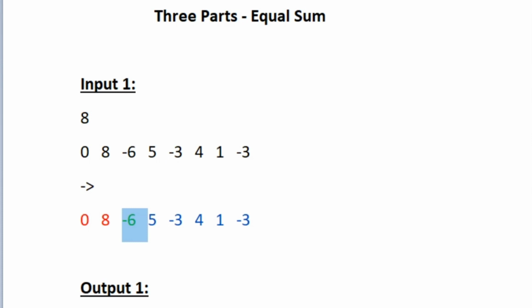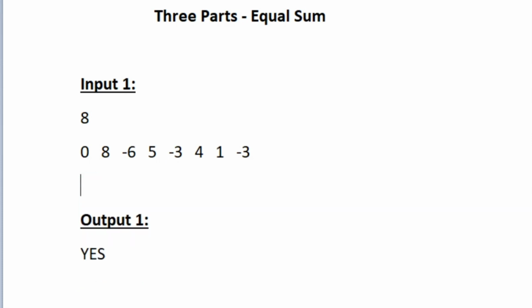When we keep on doing this, we will be able to find all possible ways of splitting the input array into 3 subarrays. If in any case the sums of all 3 subarrays are equal, then we have to print yes. Else we have to print no. Now let us see how to write a C program for this.